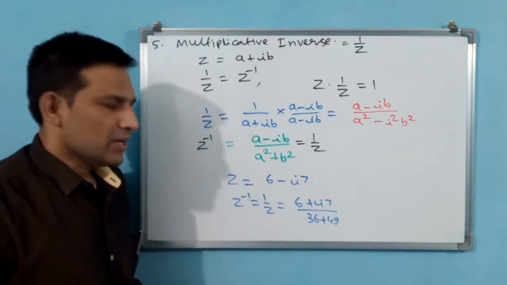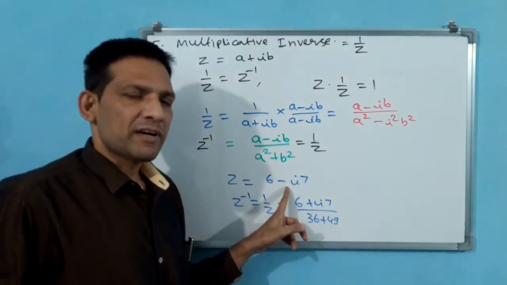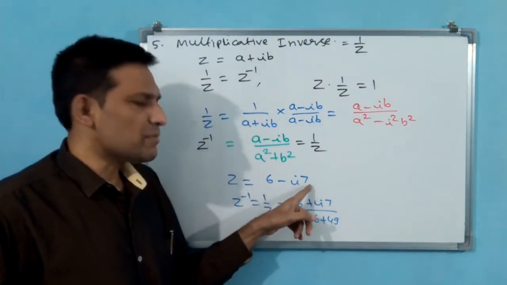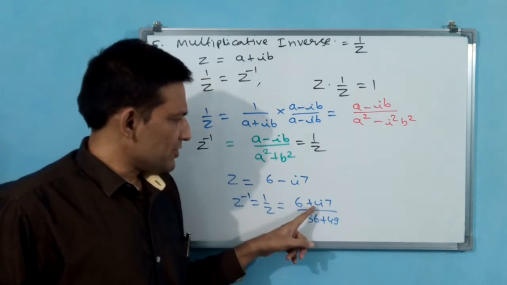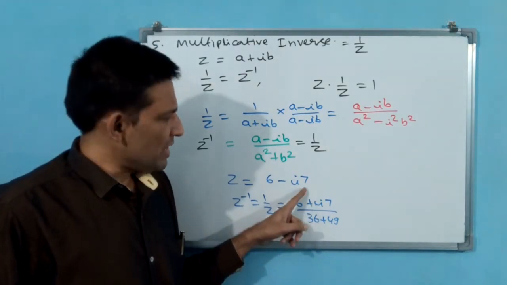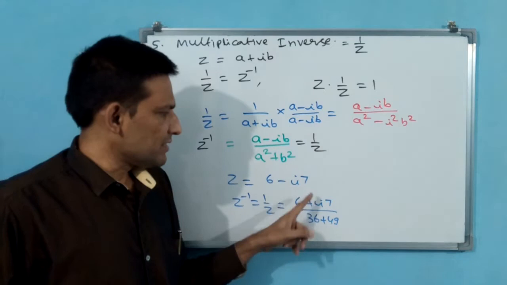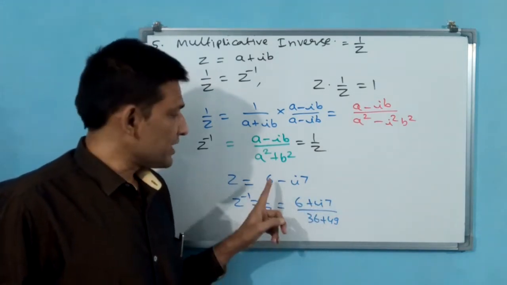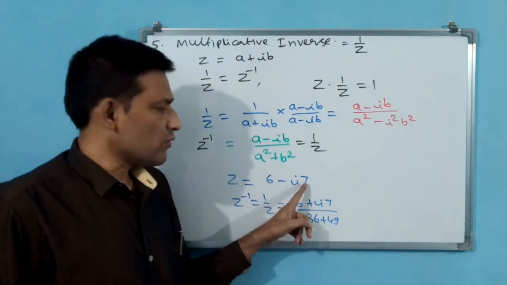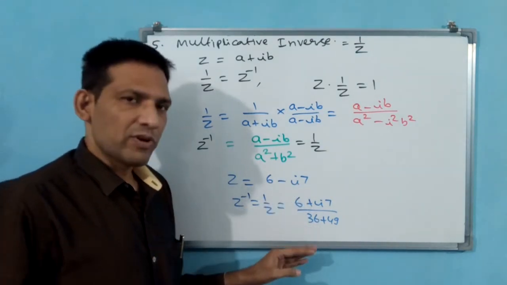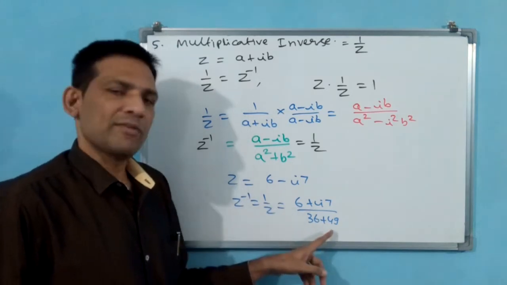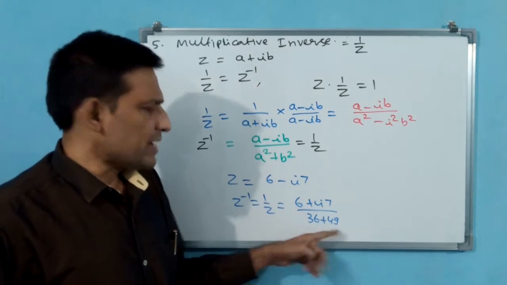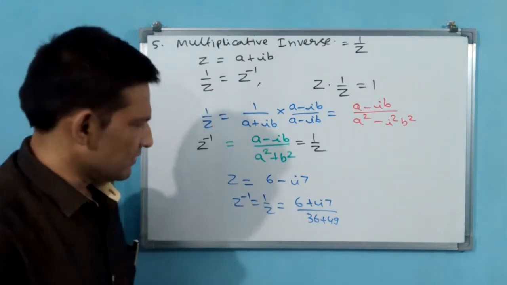Why? Because you simply change the sign of the imaginary part. Don't change the real part. This is real part, this is imaginary part. Okay? Simply change the sign of the imaginary part. Here minus i7 is there, you make it plus i7, numerator. Then the denominator is going to come: square of 6 and square of 7, not square root, square. 36 plus 49, that is 85. 85 is going to come. Final result is this one.